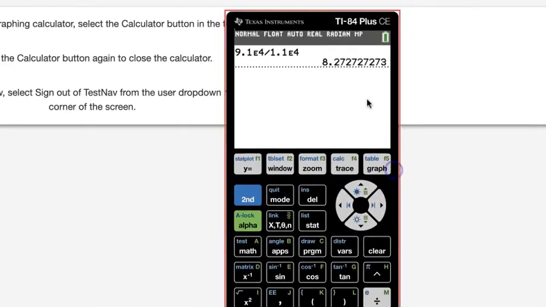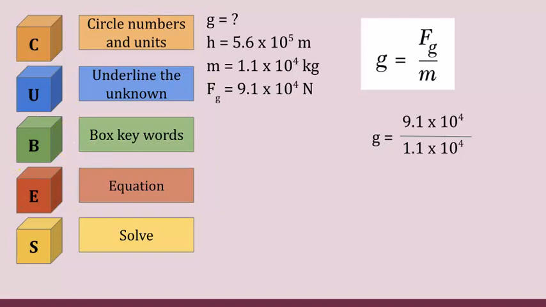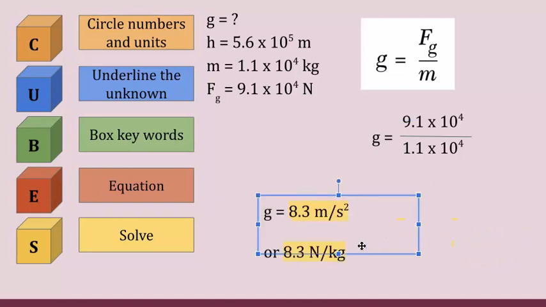When I hit equals, I get 8.27 repeating. I'm going to round that to 8.3. And that's my answer. Normally, I think of gravitational field strength or the acceleration due to gravity as a meters per second squared unit, but it means the same thing as newtons per kilogram. And since that's the unit they gave their answer in on my multiple choice question, I put that in as well. So 8.3 newtons per kilogram is the correct answer.